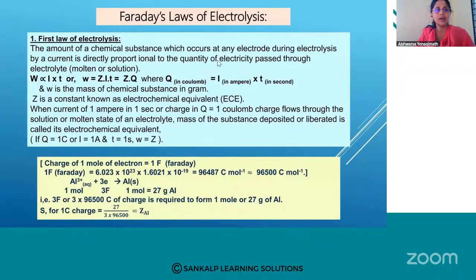Let's get started. In the previous class, we discussed the first law of electrolysis, that is Faraday's law. We have two laws in order to explain electrolysis: what actually happens, and how much of the substance or metal gets deposited on the cathode during the process of electrolysis. To explain all this, Faraday gave two laws.